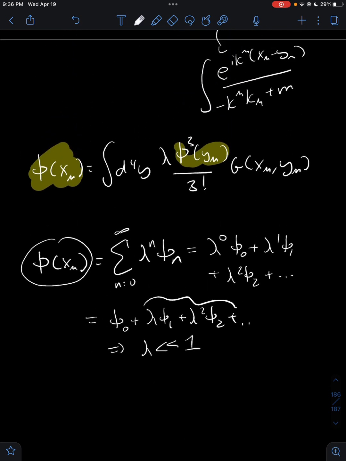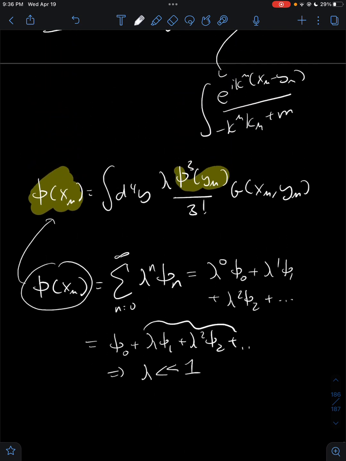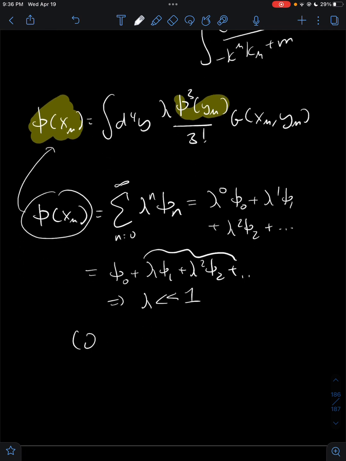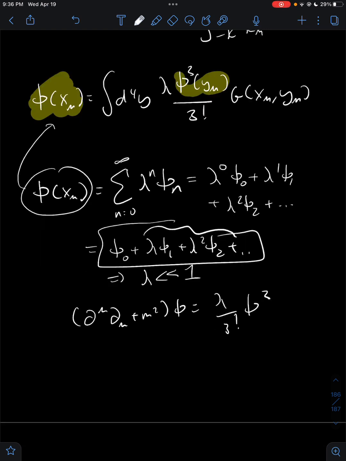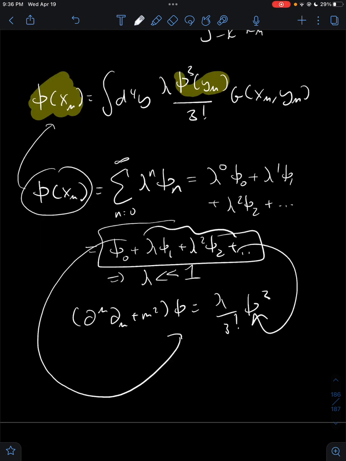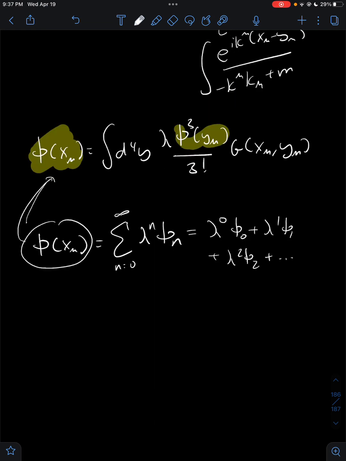Well, then we can just plug in this ansatz right into here. We could alternatively plug this ansatz into our interacting Klein Gordon equation, into this, and doing that we can solve for phi naught, phi 1, phi 2, and so on, right? Or alternatively, we can plug this into this over here and this over here, and it can give us solutions for each one of these.